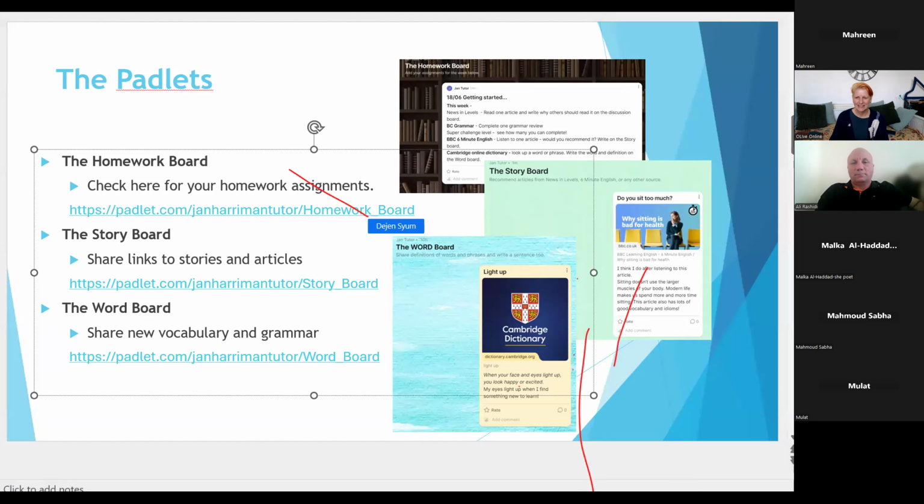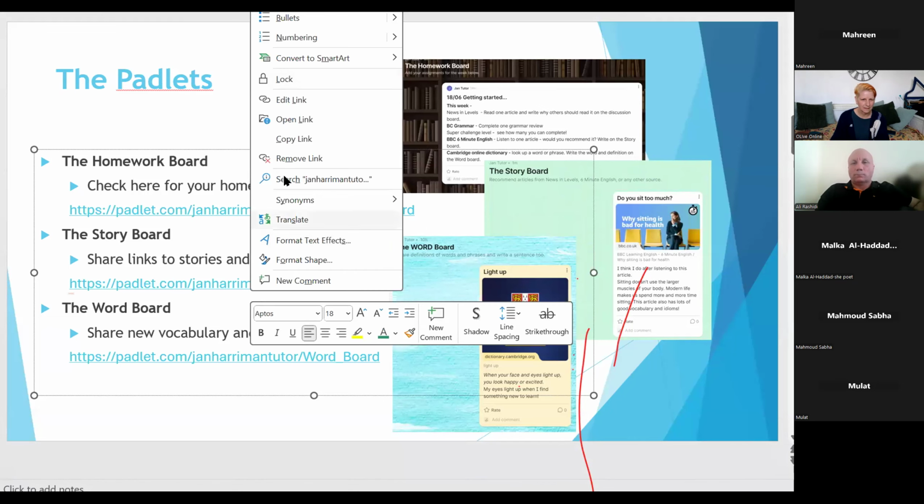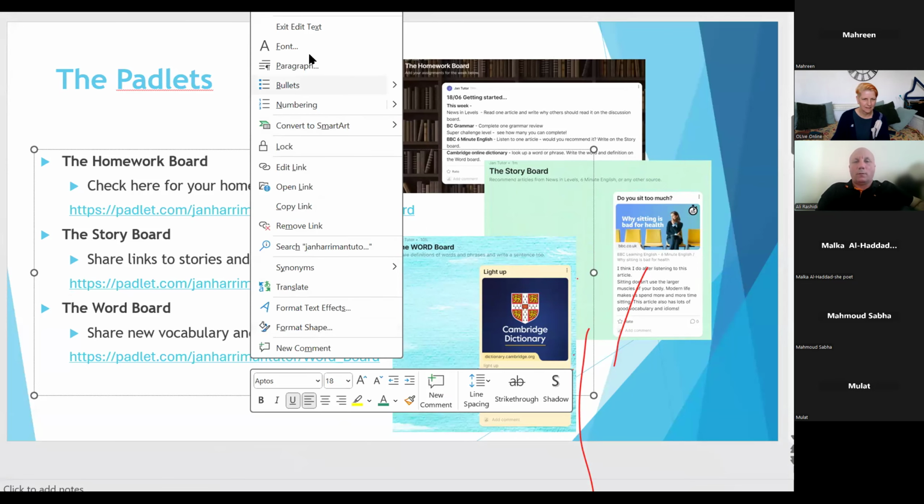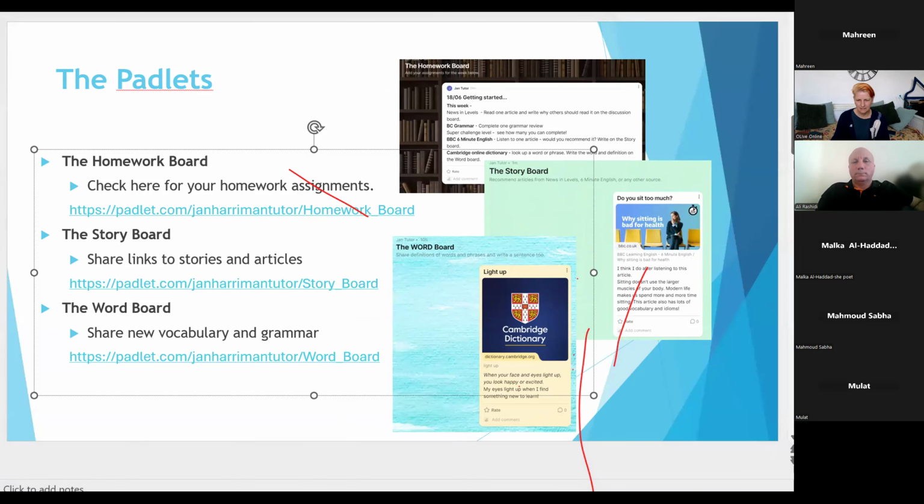Very good. So there's the homework board. Here we go. There's the storyboard in the chat. And here is the word board. So excellent. There we go. So these are how we're going to be communicating. I'm going to be communicating your homework to you, and this is how you can do some work.